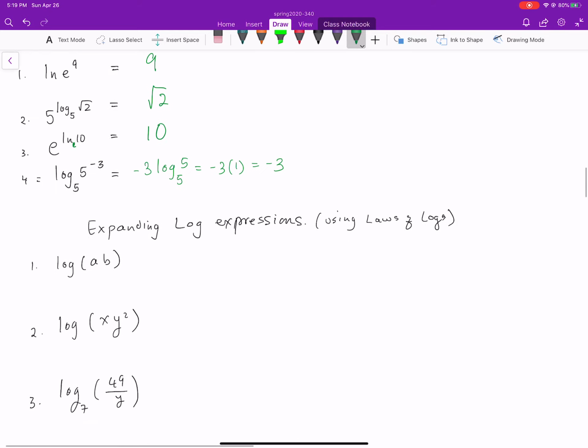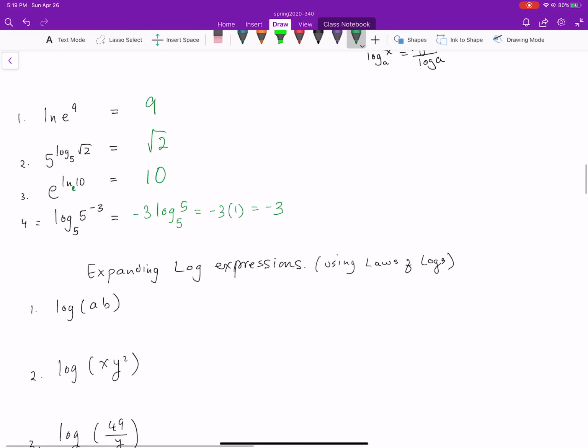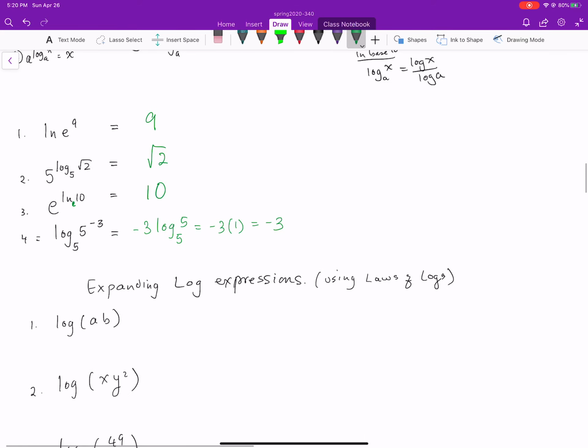Now let's look at this. This is where things get interesting. The goal is that I need to expand. You realize that in the properties, two things happen. If you have a product of terms, we're able to expand it over addition of each of the factors in that product. If it was a quotient, we're able to expand it over subtraction, the difference of the numerator and the denominator. And if it was something raised to a power, we're able to drop down the power in front of the log. So my goal is to see what's going on over here.